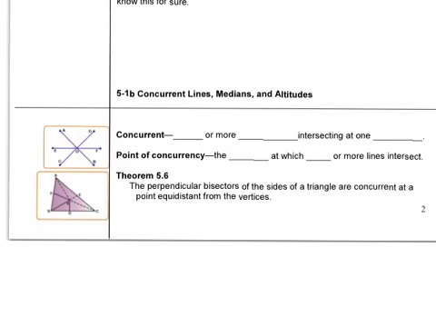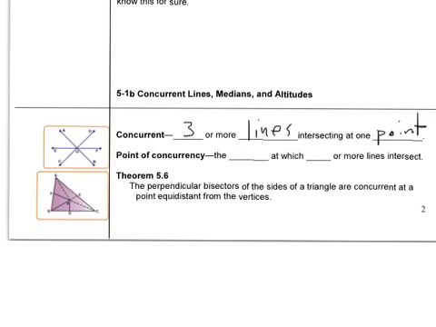Alright, here's the second half of 5.1, 5.1b. The word concurrent, and this is our first term that we're going to need to learn. Concurrent means that three or more lines intersecting at one point.